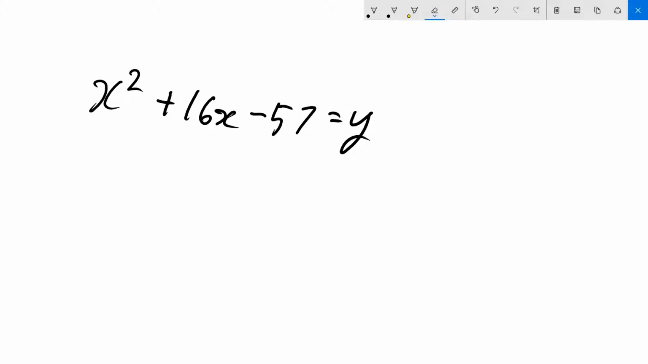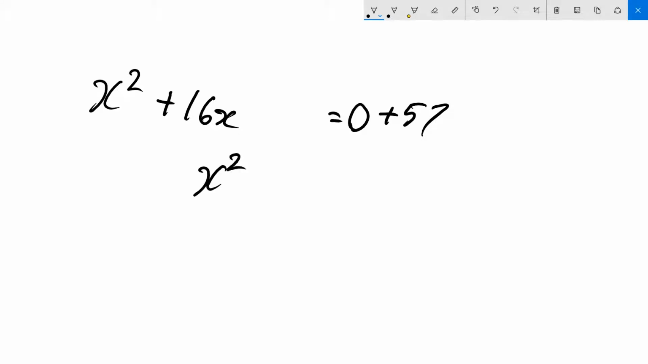So the way we do this is we have to find the x-intercept, so we set y to equal 0. Okay, so next thing we have to do is to get rid of this 57 here. We don't like the 57, so we're just going to add 57 on both sides, right? So now we're left with x squared plus 16x is equal to 57.